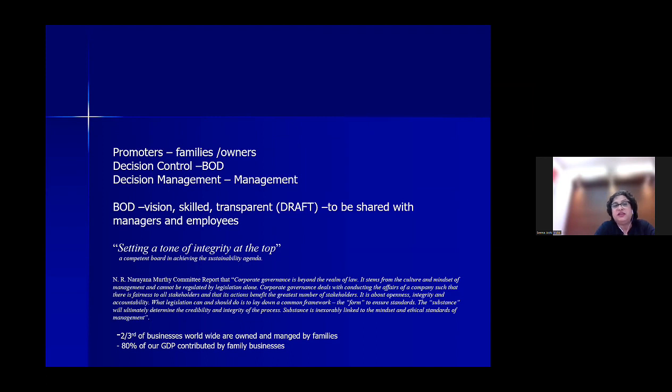I would also like to mention that if the board of directors have the vision, have the skills, and believe in the principles of governance, which I just mentioned, and if these principles are being shared with managers and the employees, I think the boards will be very competitive and they will help in achieving the sustainability agenda also. Therefore, it is very, very important that we set a tone of integrity at the top.